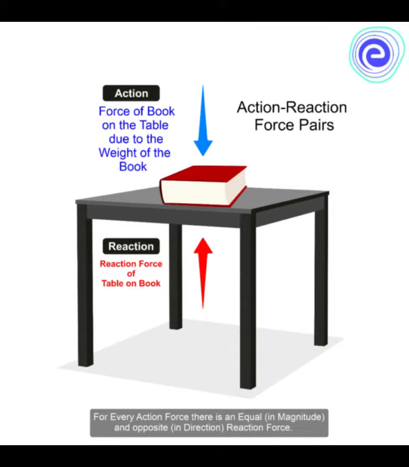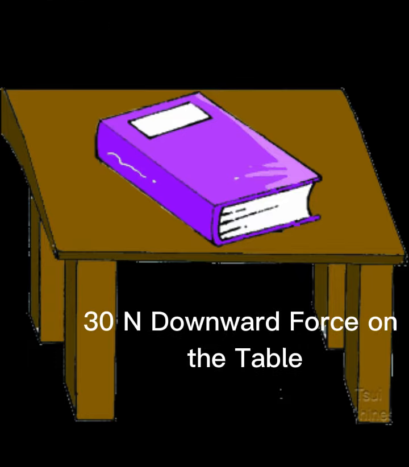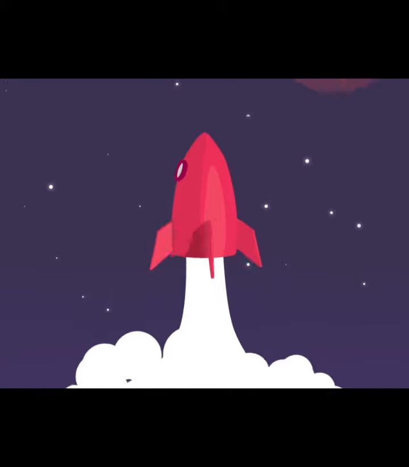The weight is the downward pull of the earth on the object. So the weight is 30 newtons, right? Thus, the reaction to this force is an upward force of 30 newtons exerted by the object on the earth. In other words, the table exerts an upward force of 30 newtons on the object. In turn, the object exerts a downward force of 30 newtons on the table. Are you getting it now?